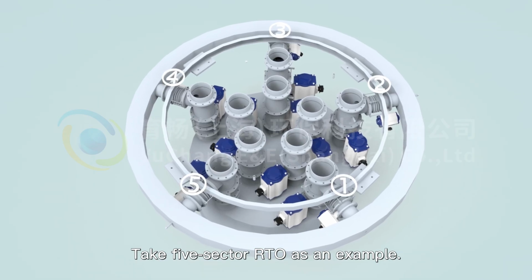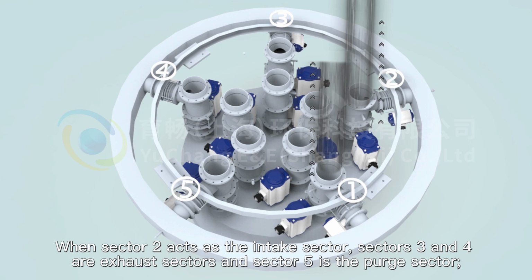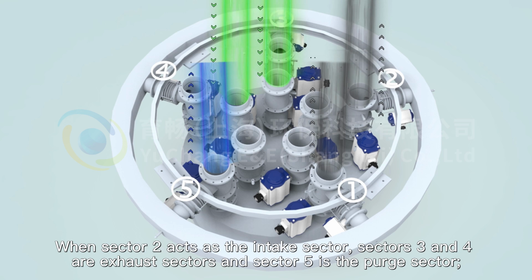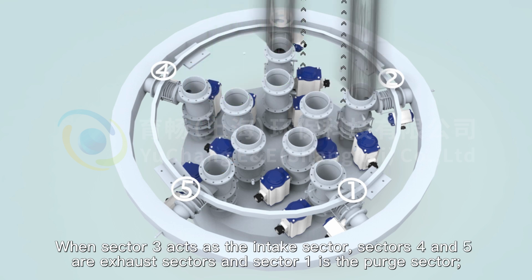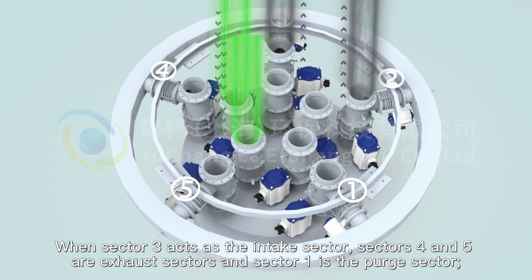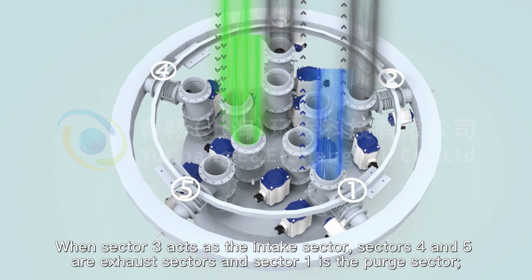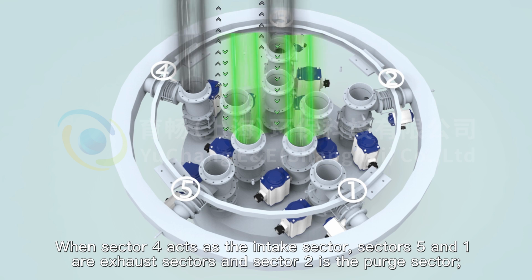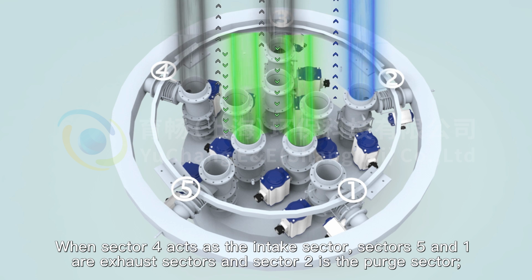Take 5-sector RTO as an example. When Sector 2 acts as the intake sector, Sectors 3 and 4 are exhaust sectors, and Sector 5 is the purge sector. When Sector 3 acts as the intake sector, Sectors 4 and 5 are exhaust sectors, and Sector 1 is the purge sector. When Sector 4 acts as the intake sector, Sectors 5 and 1 are exhaust sectors, and Sector 2 is the purge sector.